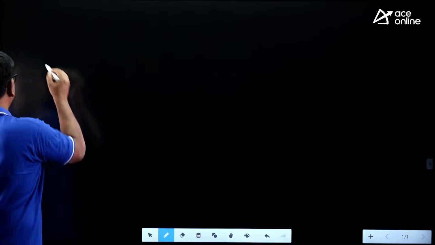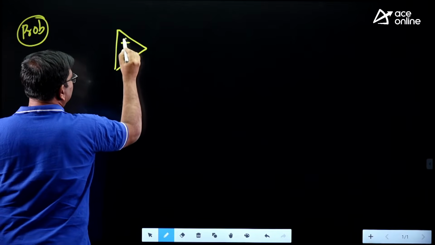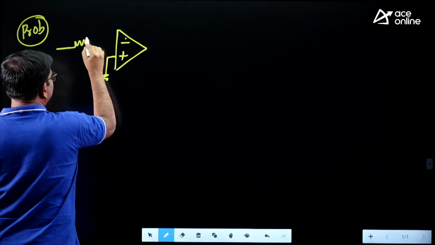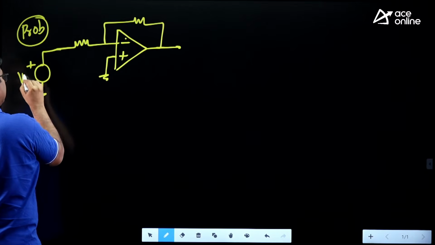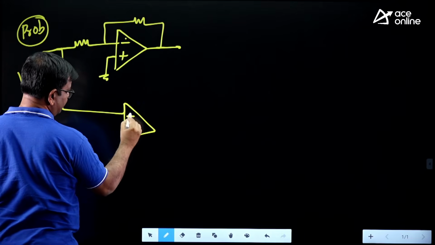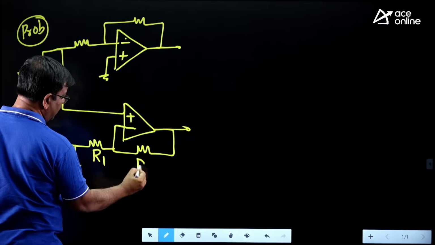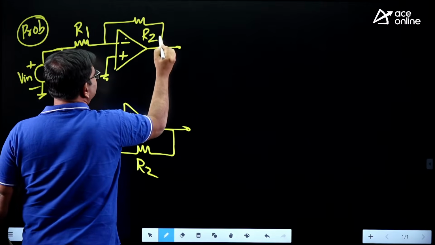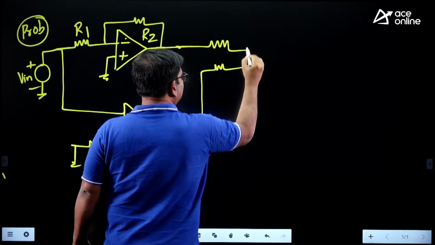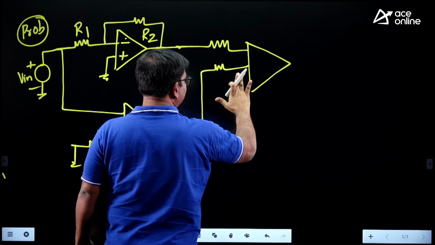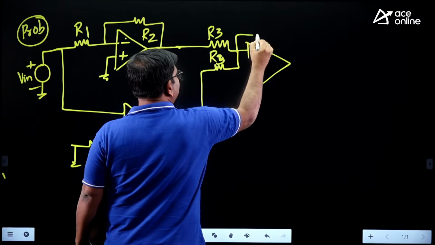Okay, so let's look at an op-amp question. I was told that there is an inverting amplifier with an input Vi and a non-inverting amplifier, and this combination is given to an adder circuit. Now this is a weighted adder. You are asked to find the output.